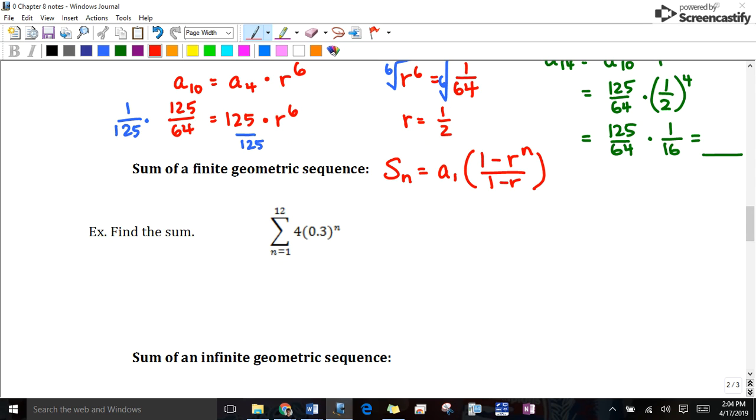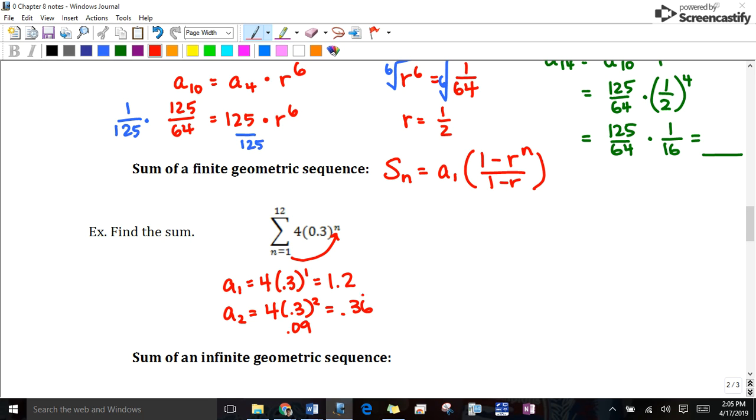Okay, so I would like to find the sum of this sequence. I need to know the first term. I'm going to find the first term by plugging 1 in. So A1 equals 4 times 0.3 to the first, which is just 1.2. I need to know r. So what is it that we're multiplying by? Now, a couple ways we can do that. We could go ahead and find the second term to see what we're multiplying by. Let's see, what would that be? 0.3 to the second is 0.09. 4 times 0.09 is 3.6. No, 0.36. There we go. I'm going to get that decimal right.